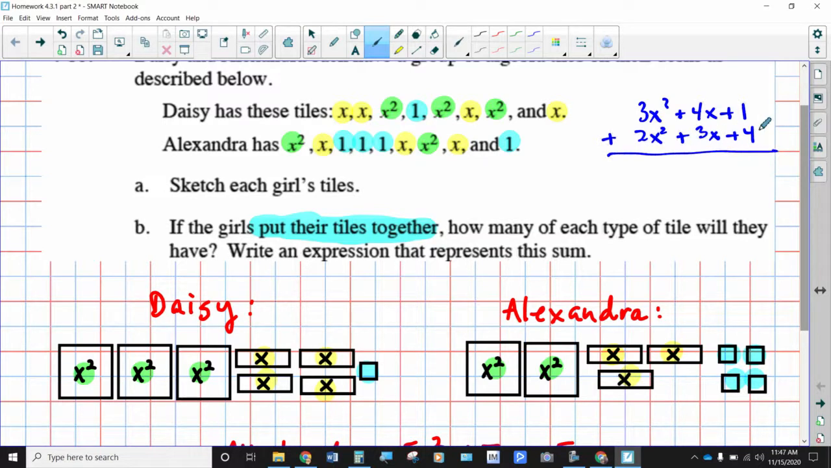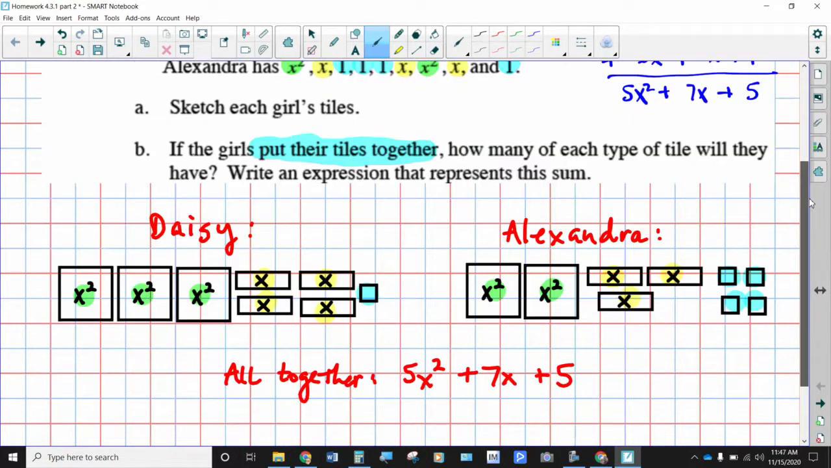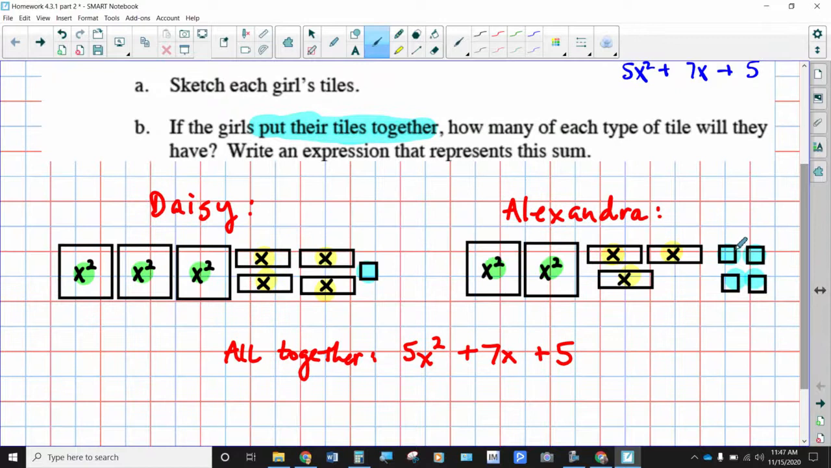So how many do they have all together? Well, when we're adding numbers, we have to line up decimals, right? We have to go from right to left in case you need to carry over. But when you're adding algebraic expressions together, it doesn't matter what order you go in. I'll still start at the right and say we got a total of 5 1s, a total of 7 x's, and a total of 5 x squareds. So that would be the solution after you put all of them together.